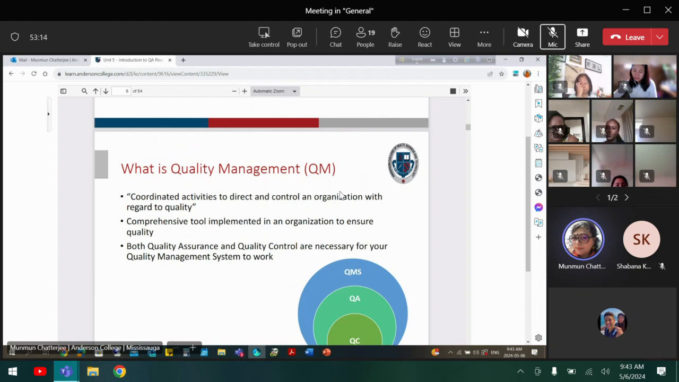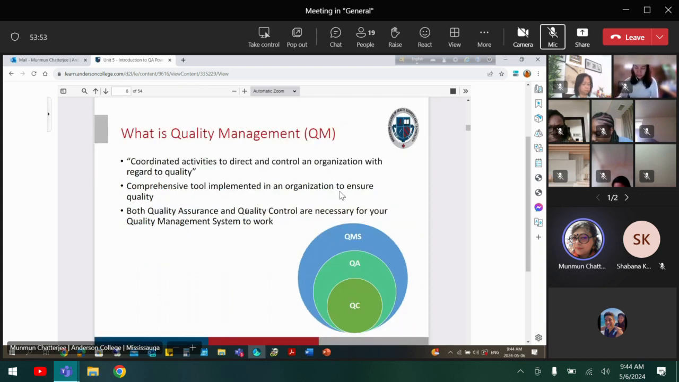So what is quality management? Quality control is the first step. Then quality management: who is taking care of the whole quality? That is called quality management. These activities direct and control an organization with regard to quality. Some organization is responsible for the quality. This is the comprehensive tool implemented in an organization to ensure quality. Quality management is a comprehensive tool.